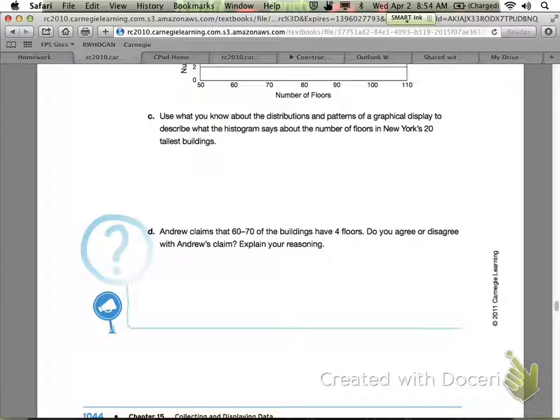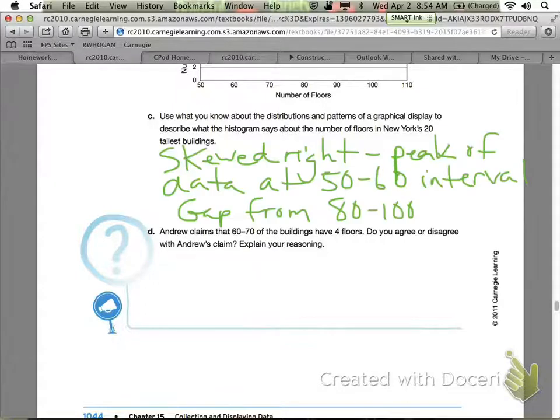Let's finish up today then with letter C. It says, use what you know about the distributions and patterns of a graphical display to describe what the histogram says about the number of floors in New York's 20 tallest buildings. So go ahead and answer that question with your group members.